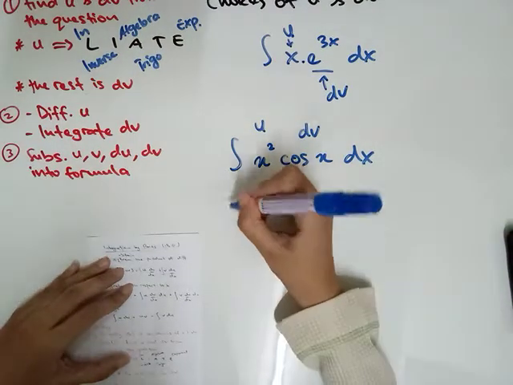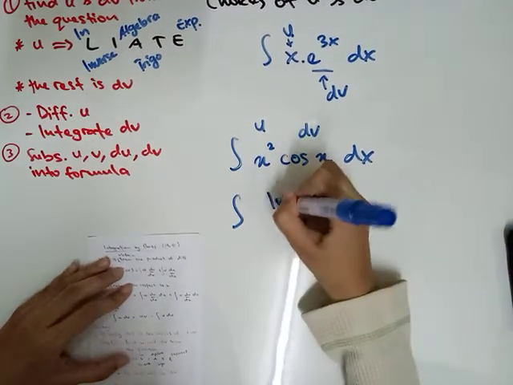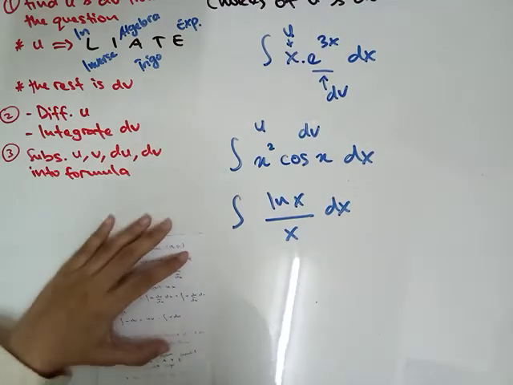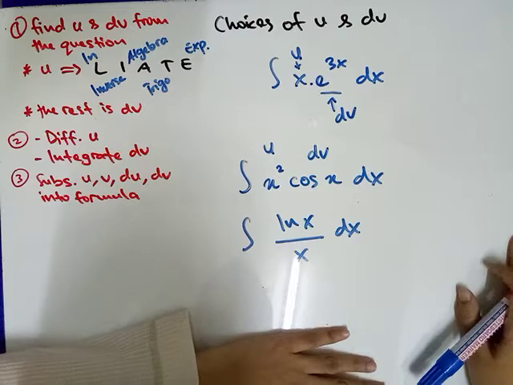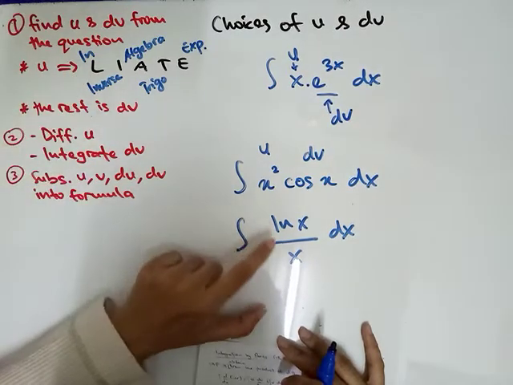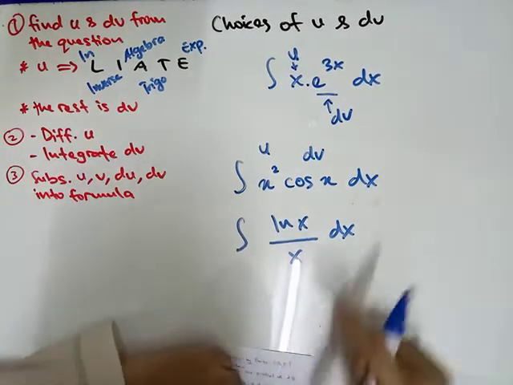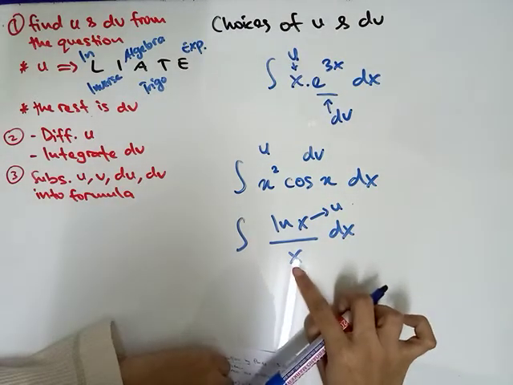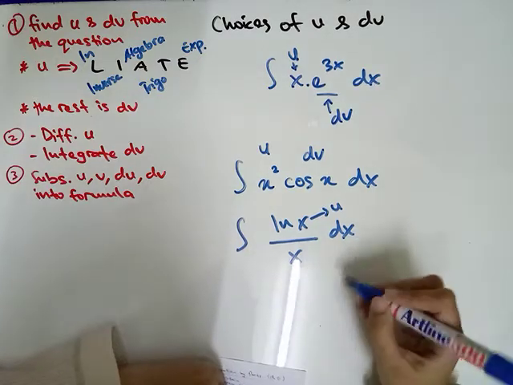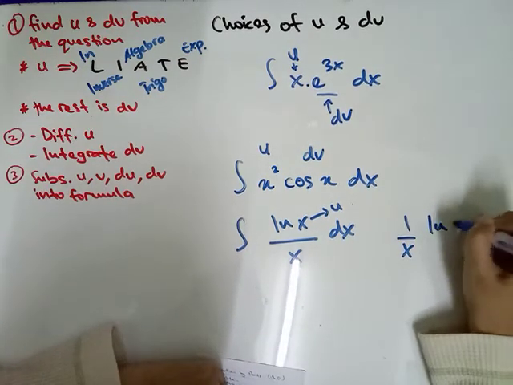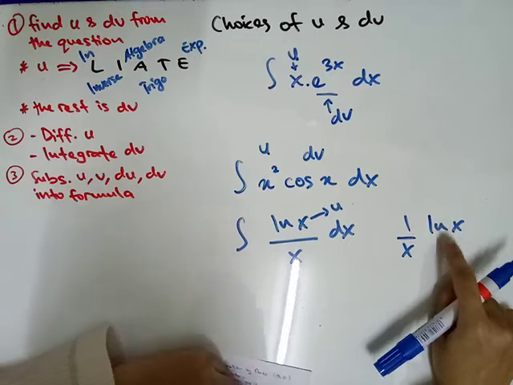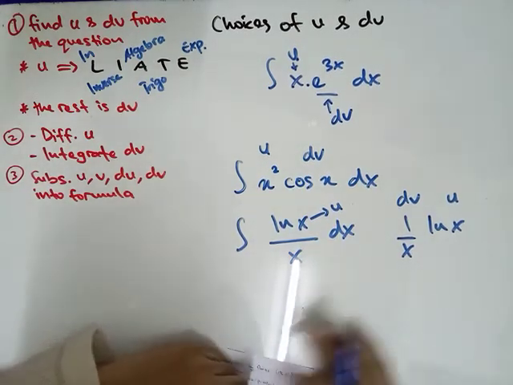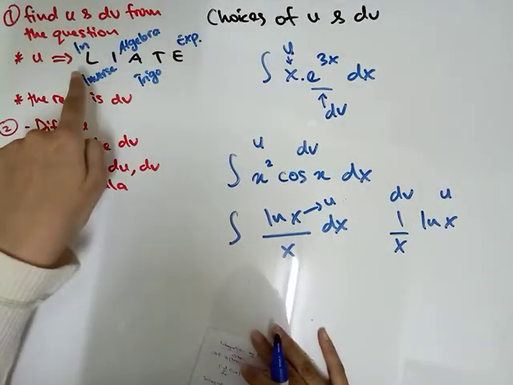Another example, if we have integrate ln x over x dx. So which one is U, which one is dV? The first one is ln. Kita jumpa ln dulu kan? ln ada dalam soalan ni. Then ln x is U. And then x yang kat bawah ni, it is actually 1 over x. So ln x yang kita jumpa ni as U, 1 over x as dV. We must follow this sequence, turutan dia.